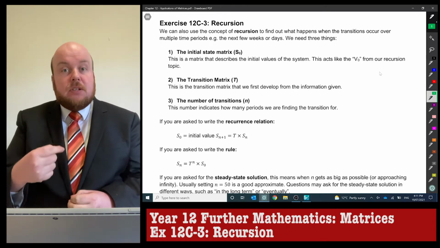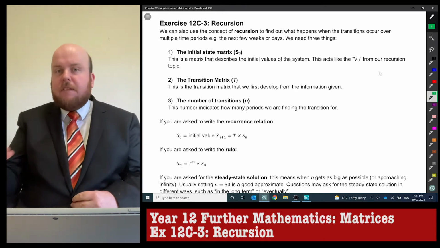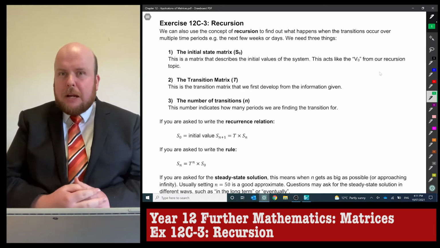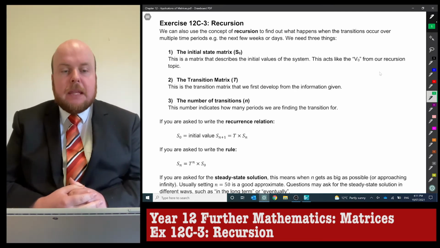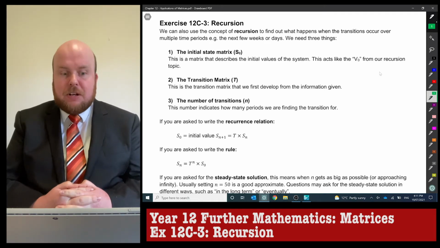The number of transitions literally just means how many times do I need to keep doing this? So is it on day 5? Is it on week 7? And that kind of thing. There are some times where we have to work backwards, and we'll get to that sort of business a little bit later. But those are the three things you need essentially for any recurrence relation with matrices.